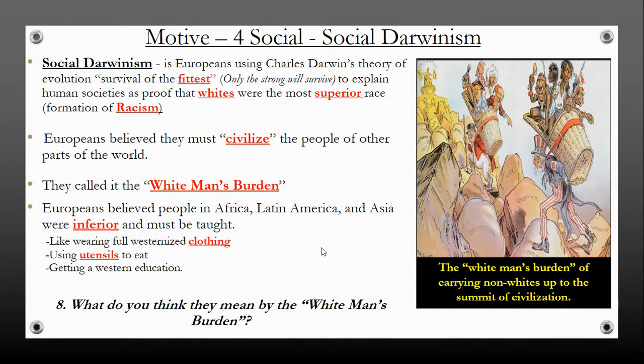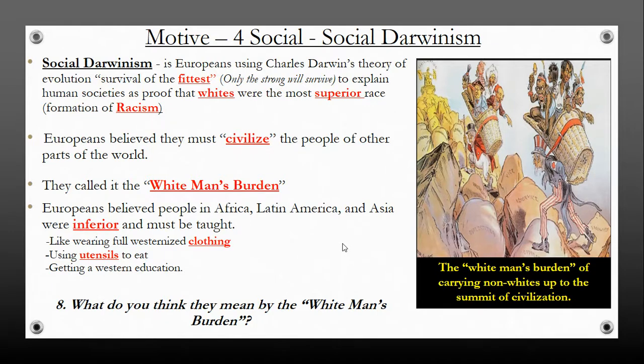Lastly, social Darwinism, which falls under social. Social Darwinism is the concept of survival of the fittest. This is Charles Darwin's theory of evolution, which says an animal that is the strongest is the one that is meant to survive. When European countries went to imperialize, they used this theory to prove that whites were superior to other races. This is the formation of racism.